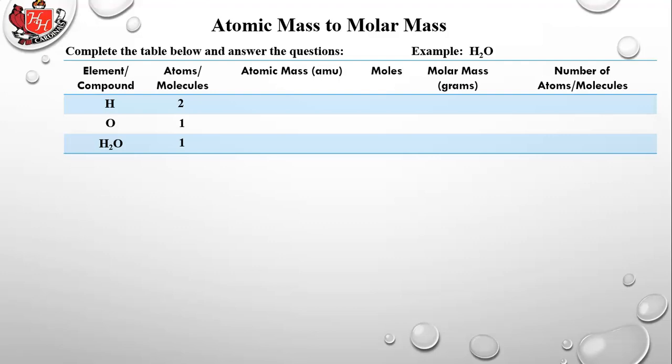Now the atomic mass is going to be, for hydrogen you have 2 of them, and each one is 1.01 from the periodic table, so that's 2.02 atomic mass units. For oxygen, you have 1 oxygen, and from the periodic table, it has a mass of 16 atomic mass units. Now to get the total mass of a water molecule, you add those numbers together, and that will give you 18.02 atomic mass units.